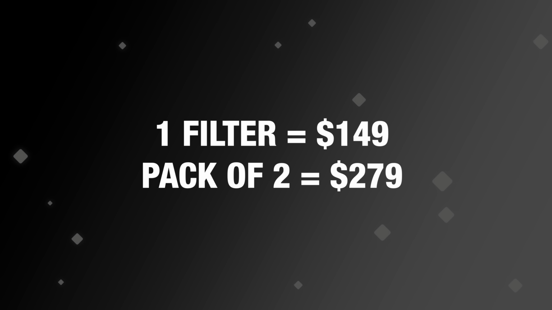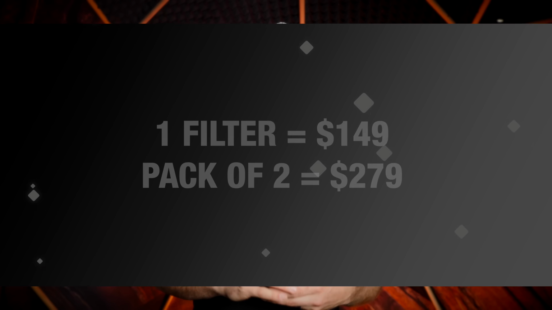Now, the price for the 67mm is $149, and to get the pack of 2, so you have 2 to 5 stops and then 6 to 9, if you get the pack of 2, it's $279. So it's a little bit cheaper than the PolarPro ones, but it's also not the cheapest out of all of them that we're talking about in this video.